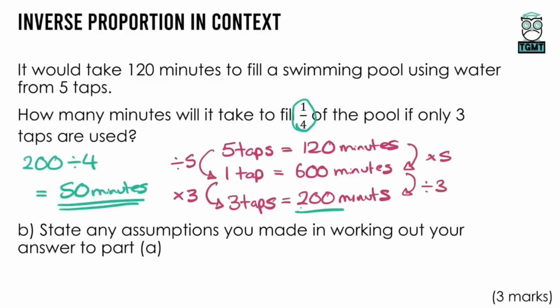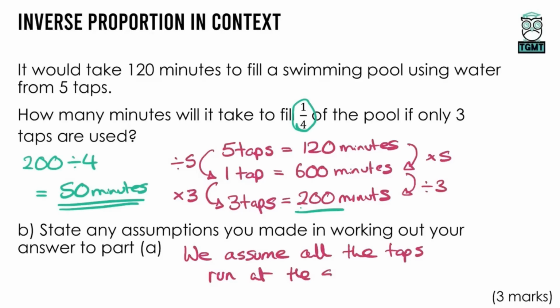Part B here says state any assumptions you made in your working out with your answer for part A. So if we're going to state assumptions, well, we assume in this question that all of the taps run at the same rate. If the taps do not run at the same rate, then actually it could be a longer or a shorter time. So we just need to say something about the rate. So we assume all the taps run at the same rate.